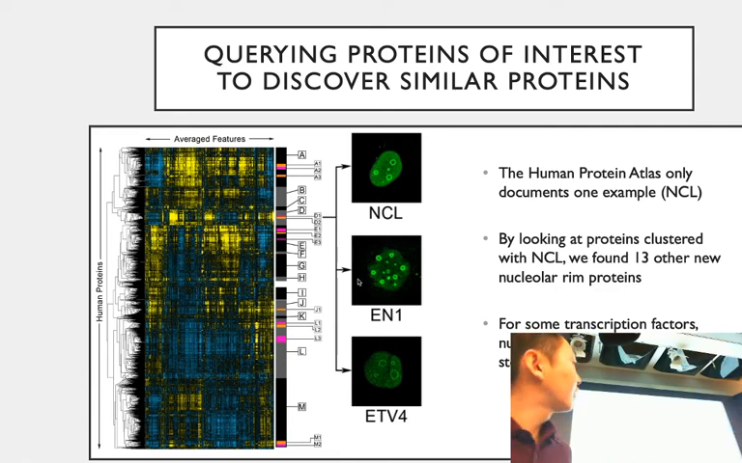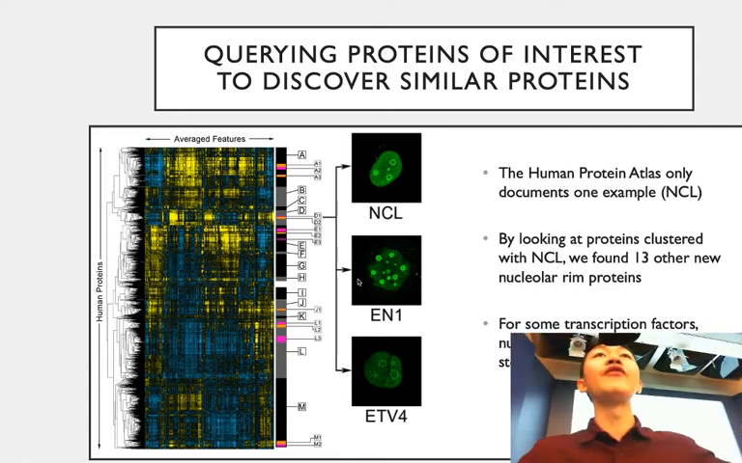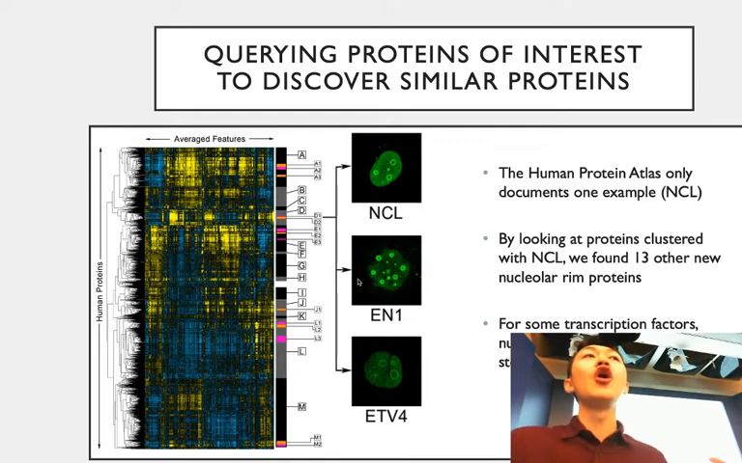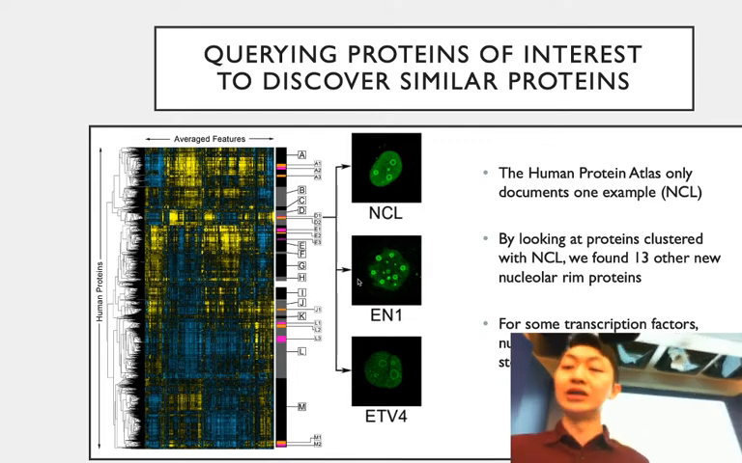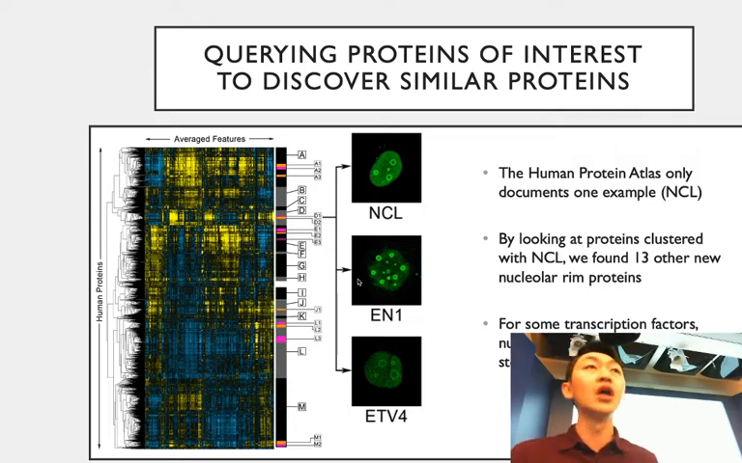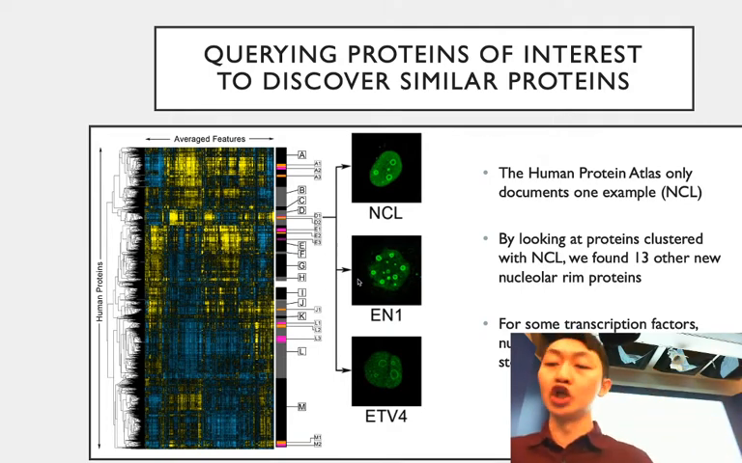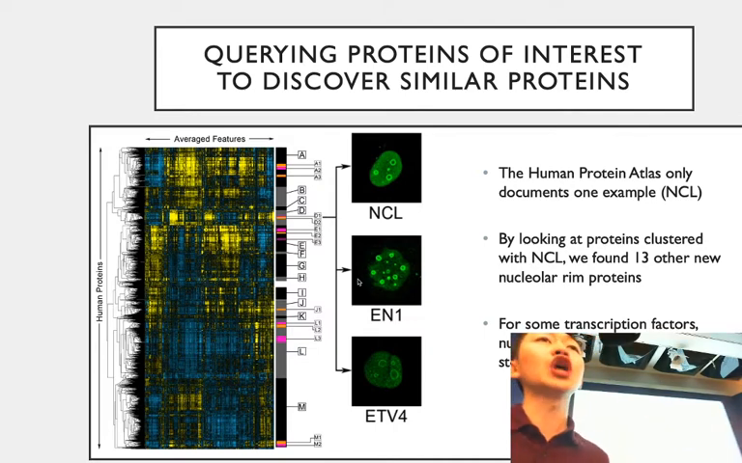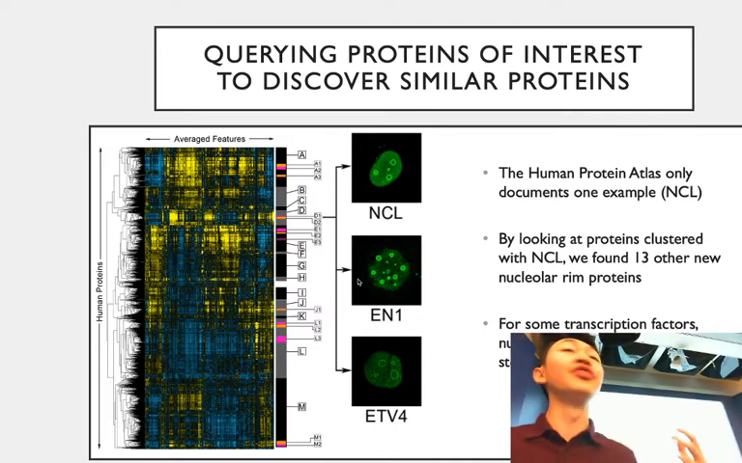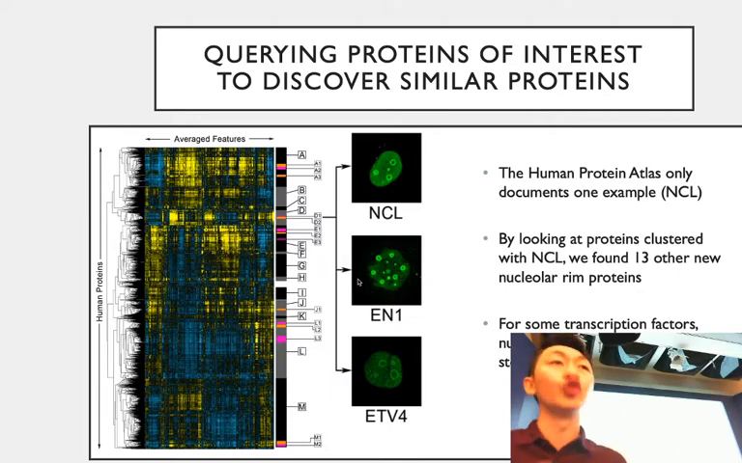So we looked at the one example that they gave us, and we found that within about the 30 closest proteins, we found 13 new examples of nucleolar rim proteins, some of which are shown here. Some of them are transcription factors. The nucleolar rim acts as a site of storage until they're required, for example, for differentiation. So findings like these actually help us create novel hypotheses. In this case, it helps us hypothesize about the regulatory mechanisms of some of these proteins.